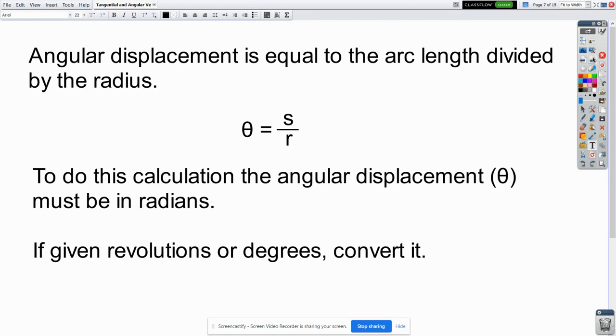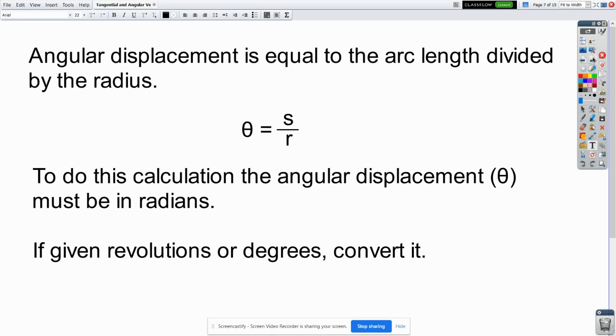The equation is pretty straightforward. Angular displacement is equal to the arc length divided by the radius. Again, the arc length is abbreviated S. It's going to be measured in something like meters. The angular displacement is going to end up being in radians, and it needs to be in radians because if it's not, we're not going to get meters for our answer.